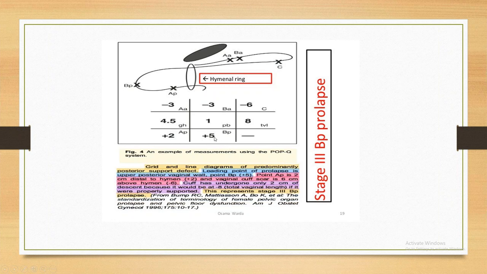Got it? The diagnosis here is, see, leading point of prolapse. It is a wall prolapse. Always it is a wall prolapse. Post-hysterectomy is a wall prolapse. Only thing, it is a posterior. You have to see that it is anterior or posterior. It can be any compartment.